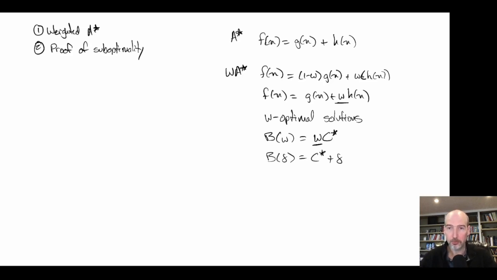You won't find this proof in the original paper by Pohl, but I believe the proof, or a version of the proof, first appeared in a heuristics book by Judea Pearl.